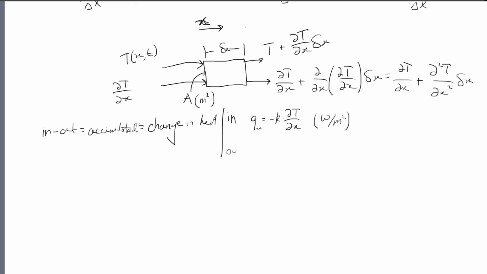So therefore our Q out, which is at the end of our control volume, is going to be equal to, again, minus K, but this time multiplied by the temperature gradient at the outlet, which we've already written here. And we know that that's dT by dx plus d2T by dx squared multiplied by a small change in x, dx. Right, so what we've defined here is our inlet and our outlet heat fluxes.